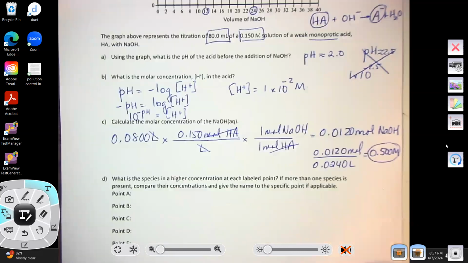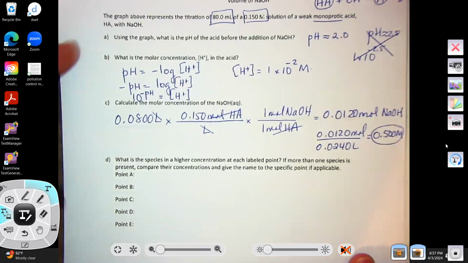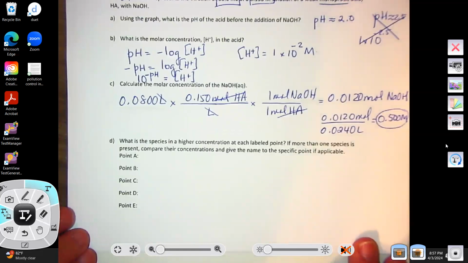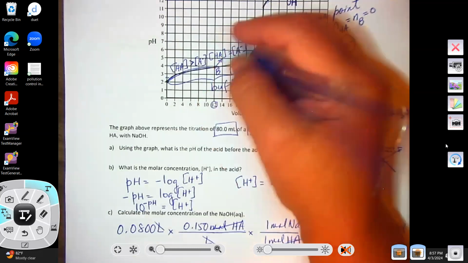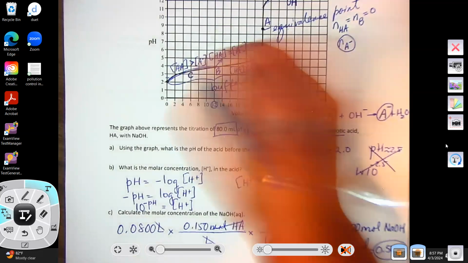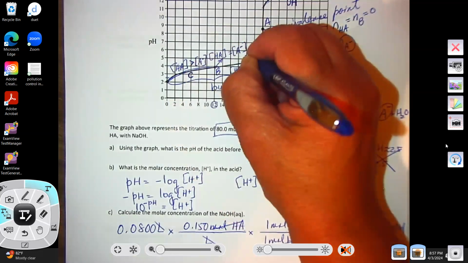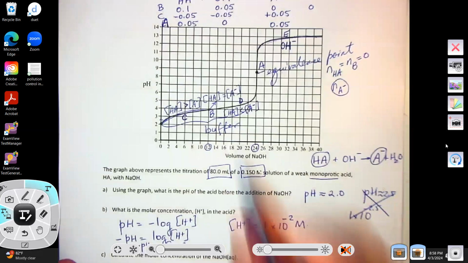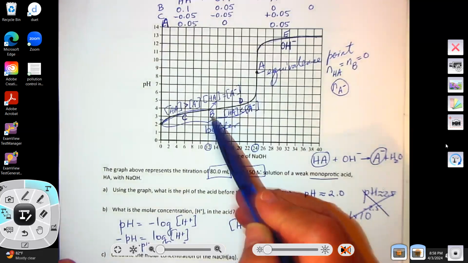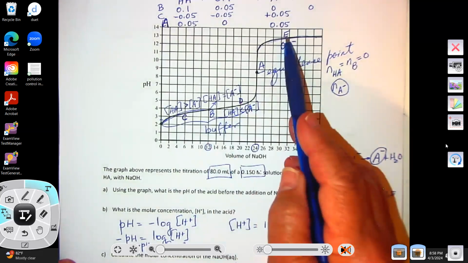Okay. For letter D, it says, what is the species in higher concentration at each labeled point? If more than one species is present, compare the concentration and give the name of the specific point if applicable. So in point A, let's call this point A. Let's call this point B. Let's call this point C, any point in here. Let's call one here point D, and let's call this one point E. So point A, B, C, D, and E.